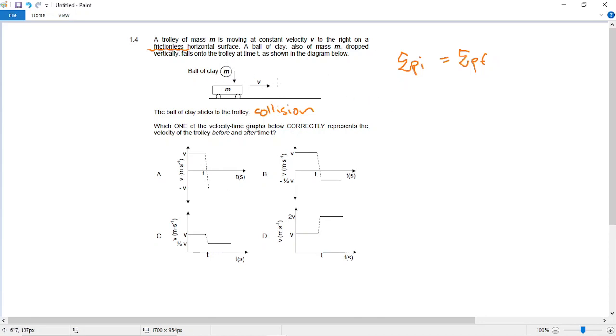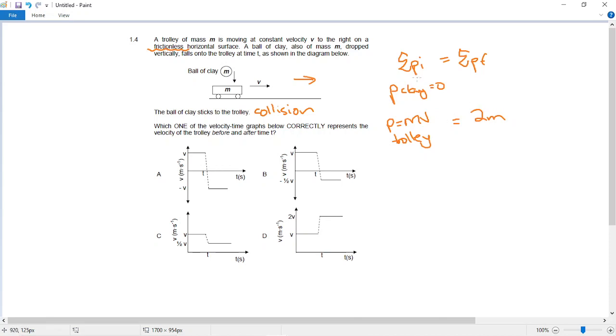So if we're looking at the horizontal velocity, the ball of clay had no velocity horizontally. Yes, it had a velocity falling downwards, but if we're looking at the vertical velocity, there was none. So the P for the ball of clay was 0 initially, because it's not going in the direction we were going. But the trolley had a P of mv. Now, after the collision, the trolley is going to move off and it is going to be 2m.